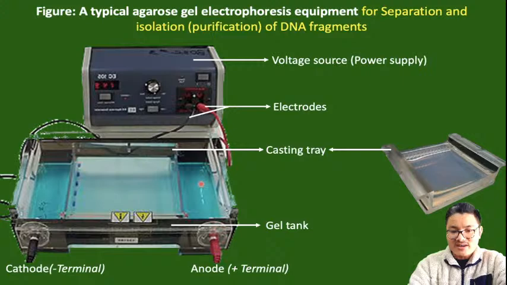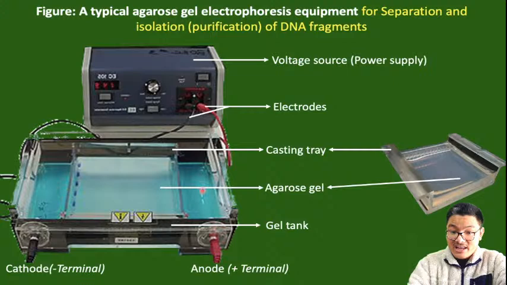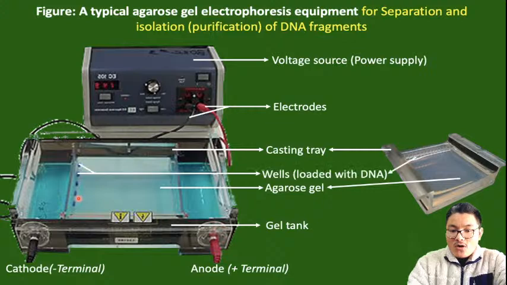Buffer is a liquid which contains some chemicals, and it helps in the flow of electricity, the flow of charges. And we also have the agarose gel, and we can see tiny pores, tiny holes, and these tiny holes are the wells into which we are going to load, or add, the DNA which we had extracted from plants, animals, or other organisms.